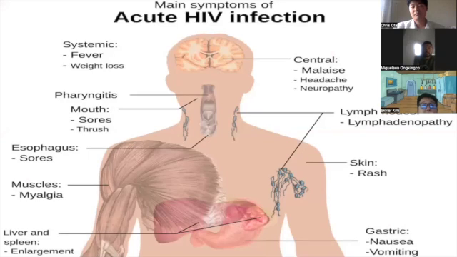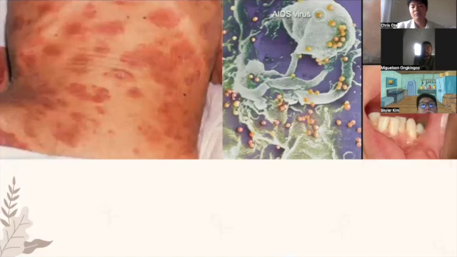And then this is another diagram just showing the main symptoms of acute HIV infections. And then next slide. These are just a couple of pictures posted for what HIV symptoms could look like. These are more so in the early stages.